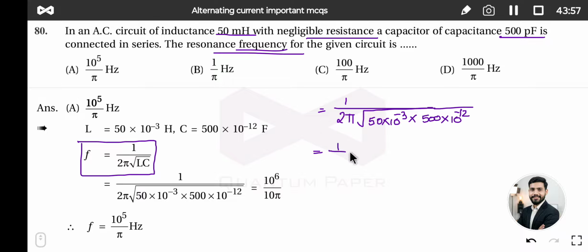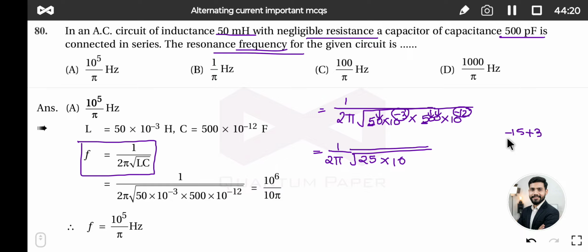So this 1 upon 2 pi as it is, square root of this 5 into 5, which is 25, multiplied by 10 to the power, here minus 3, here minus 12. So if we add up minus 3, minus 12, that is minus 15, and one more 0 is here, 1, 2 and 3. So minus 15 and plus 3 zeros, that means again minus 12. So 10 raised to minus 12. So 1 upon 2 pi as it is, root of 25, which is nothing but 5, and root of 10 raised to minus 12. So 10 raised to minus 12 is nothing but 10 raised to minus 6 the whole square. So root of 10 raised to minus 6 the whole square, which is 10 raised to minus 6.